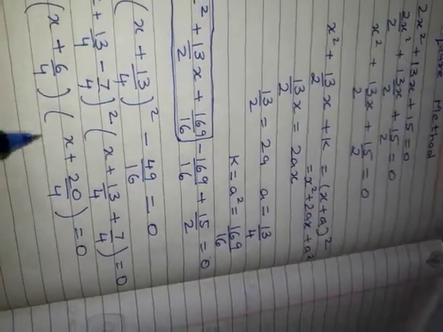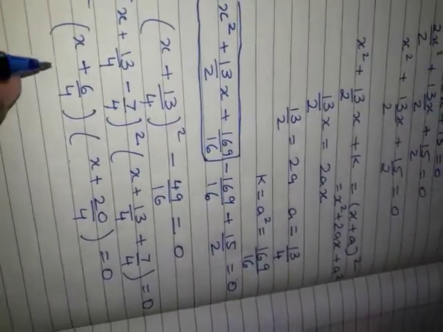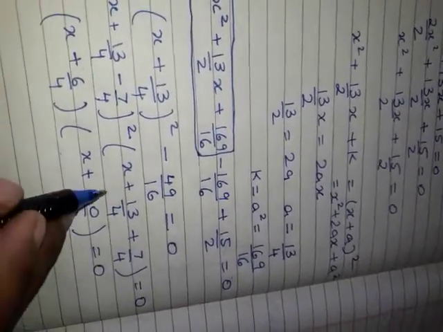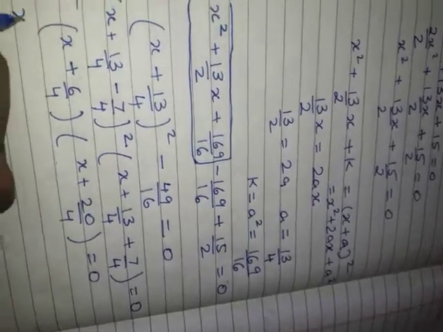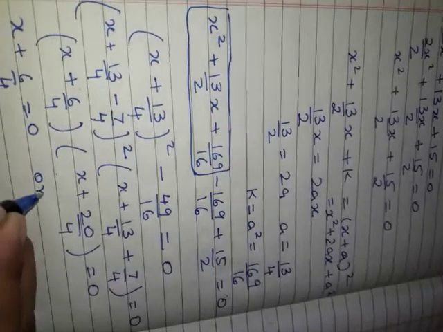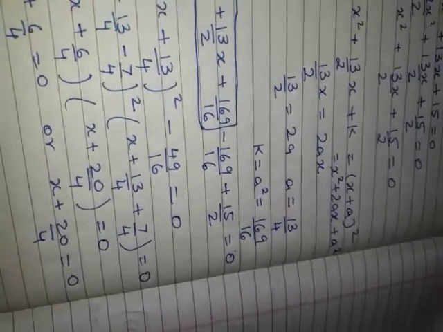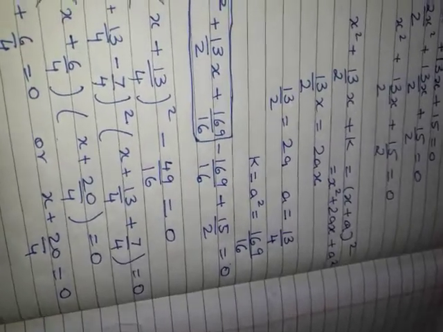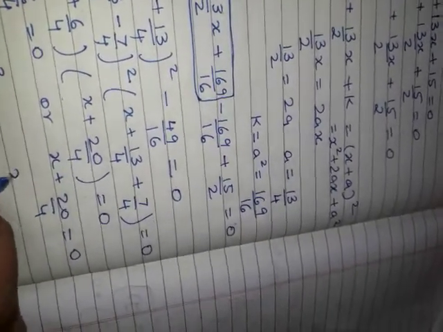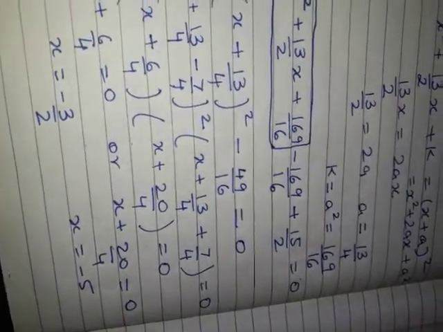Now when this multiplication is equal to 0, we can say that either this term is equal to 0 or this term is equal to 0. So x plus 6 by 4 is equal to 0 or x plus 20 by 4 is equal to 0. So x is equal to minus 3 by 2 or x is equal to minus 5 is our answer.